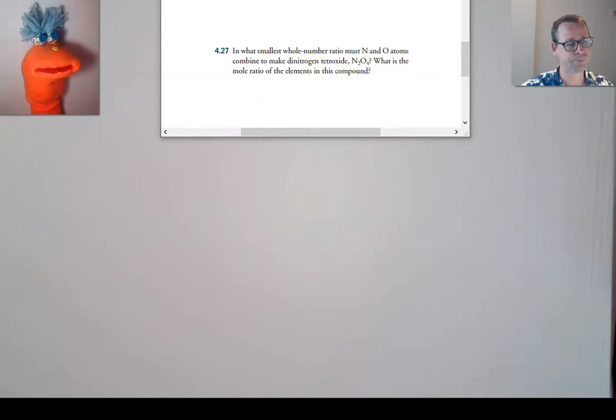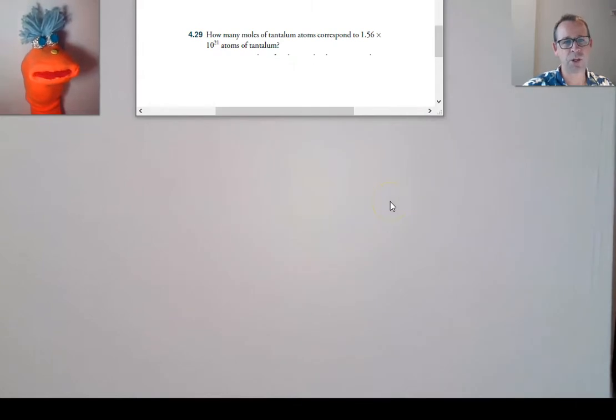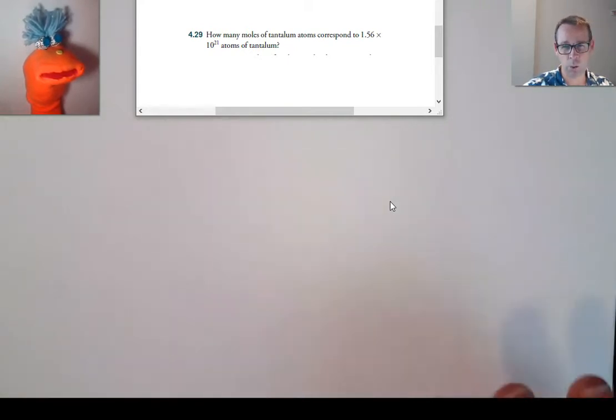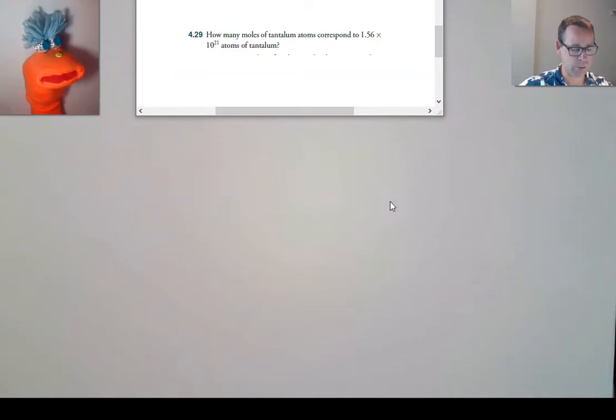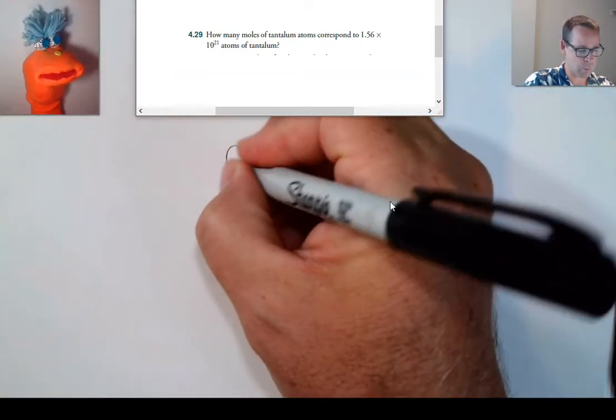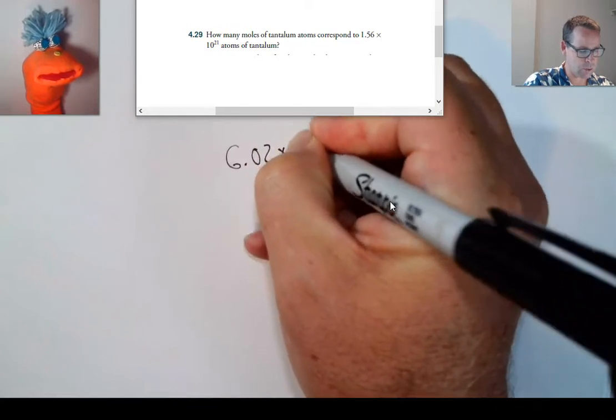Okay. So, how many moles of tantalum atoms correspond to 1.56 times 10 to the 21 tantalum atoms? I don't know what this means. Well, essentially, we're trying to remember that the mole is a number. Do you remember what the number for the mole is? I don't. The number for the mole is 6.02 times 10 to the 23rd.